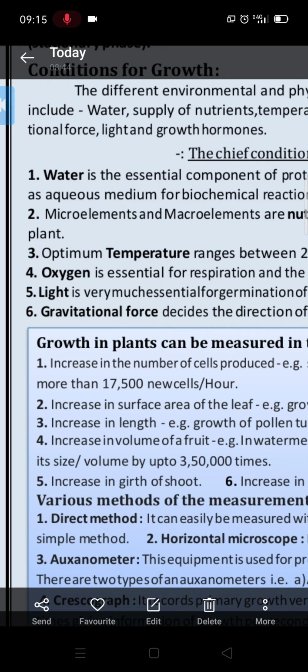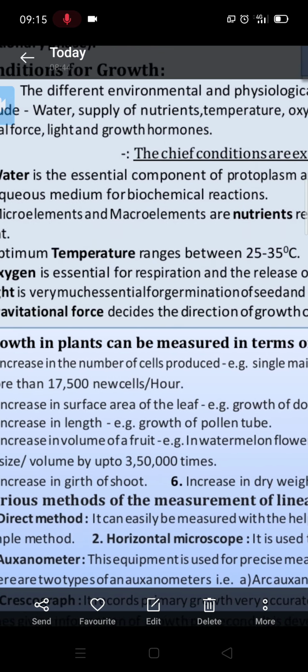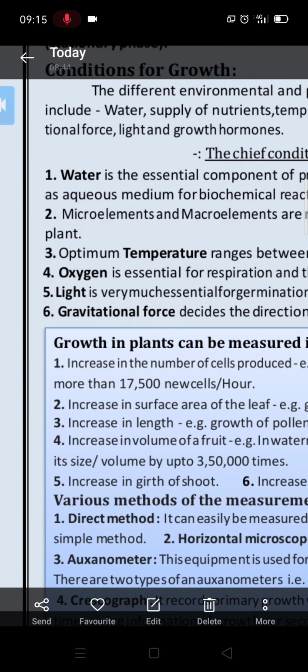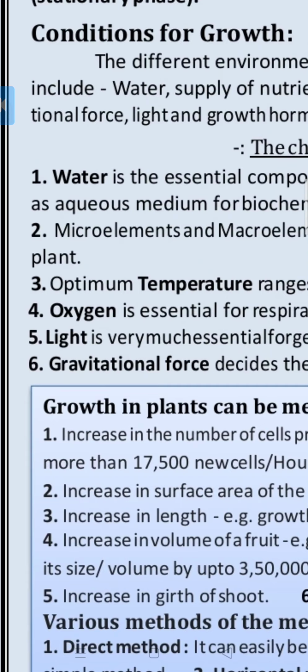Second one is microelements and macroelements. These are the types of nutrients. These nutrients are required for the proper growth of plants. You can see deficiency of various elements in various plants. That means nutrient deficiency. It may cause dwarfness or reddishness of leaves, etc.